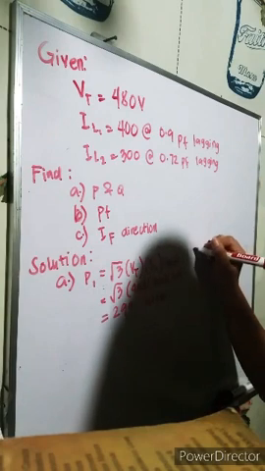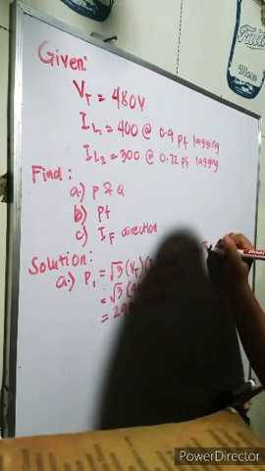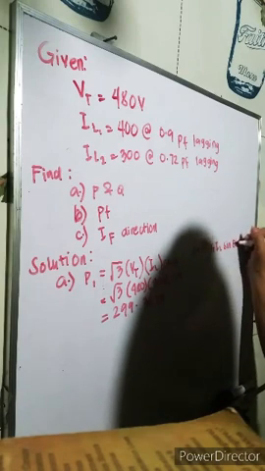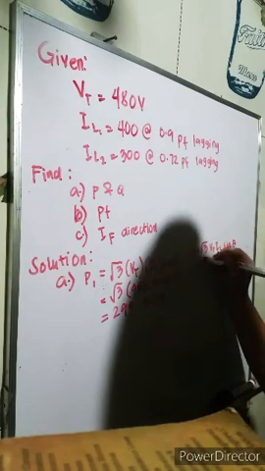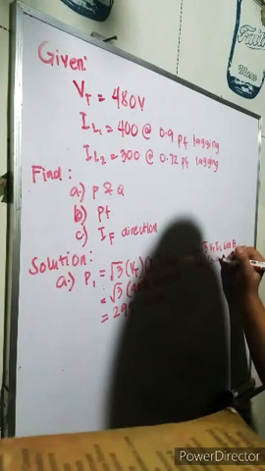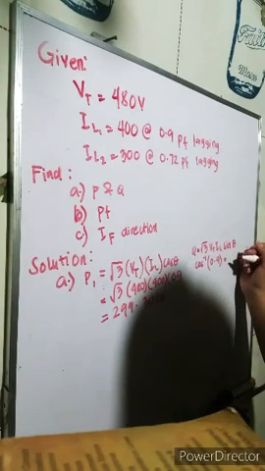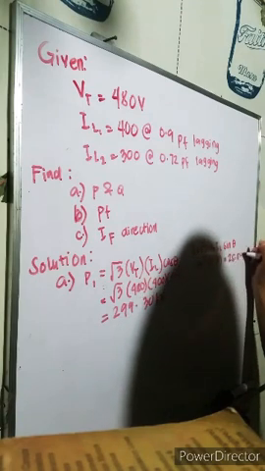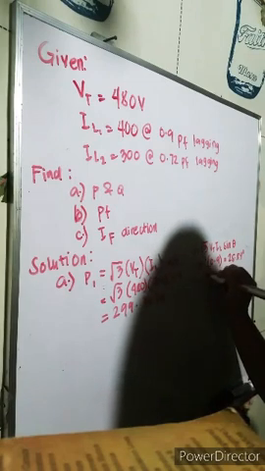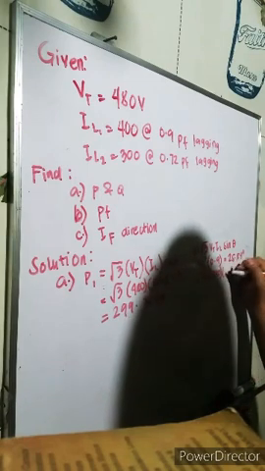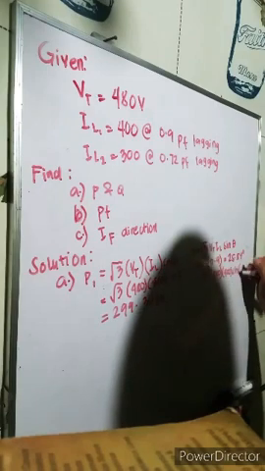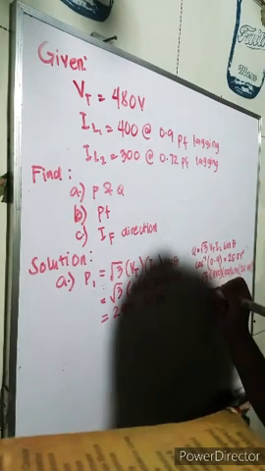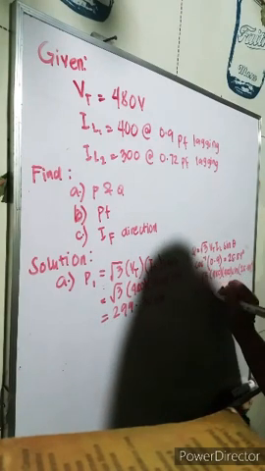Next is the reactive power Q1. It is equal to square root of 3 times the voltage times the current times sine theta. To get theta, it is equal to cosine inverse of 0.9, which is 25.84 degrees. So input square root of 3 times 480 volts times 400 amperes times sine of 25.84, it will result to 144.95 kVAR.